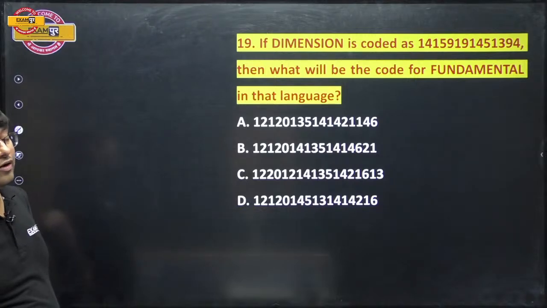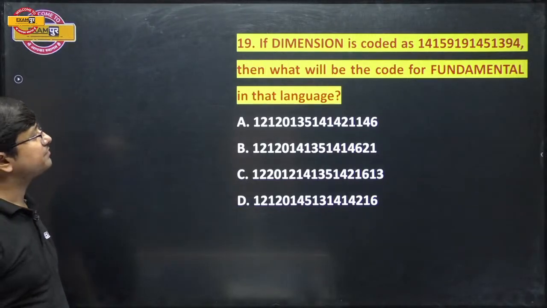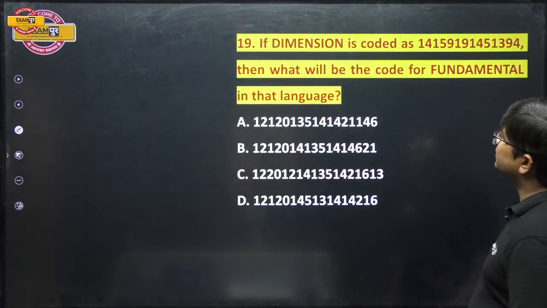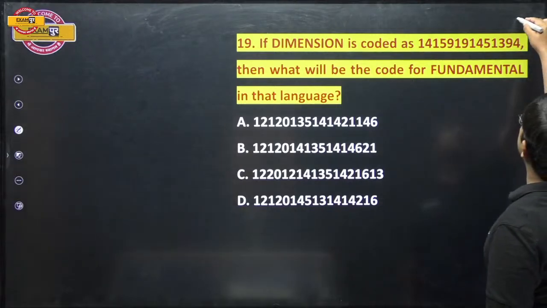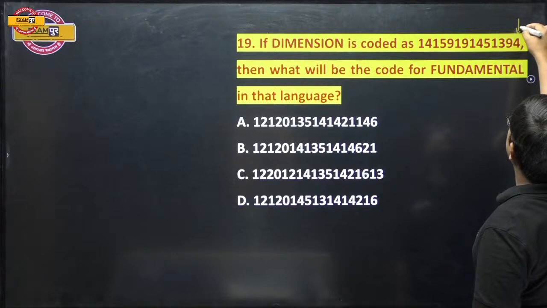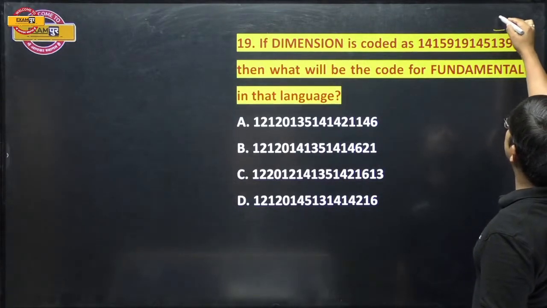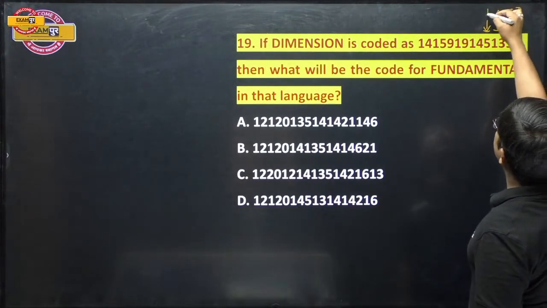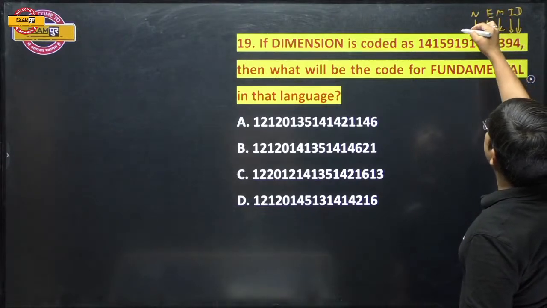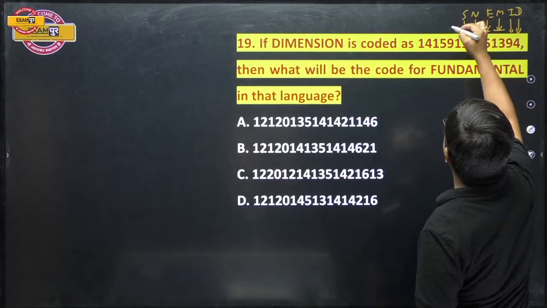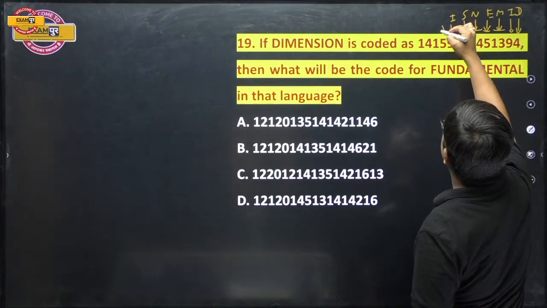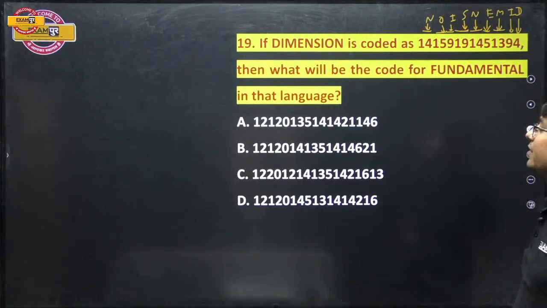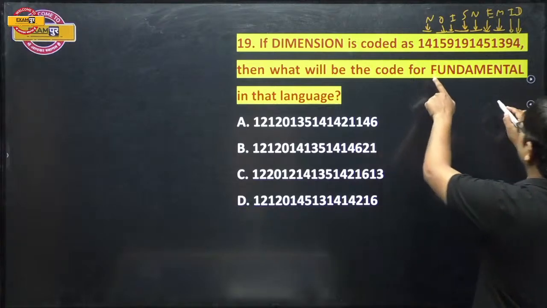Okay. Now have a look at this. Dimension is written as something. See, dimension. D's position is 4. I's position is 9. M's position is 13. Dimension E. So this is D, I, M, E, N, S, I, O, and then N. Dimension. Okay. So similarly, F's position will be 6.